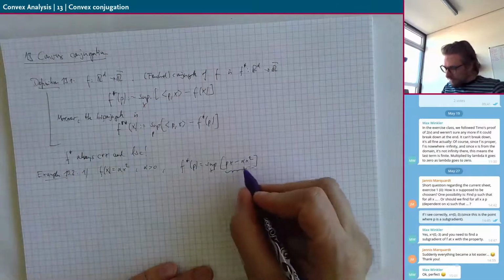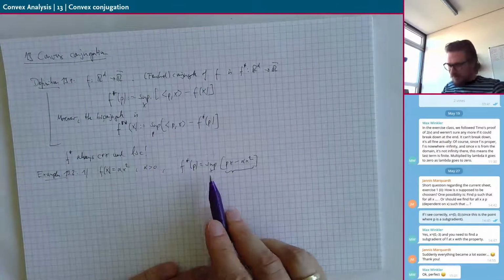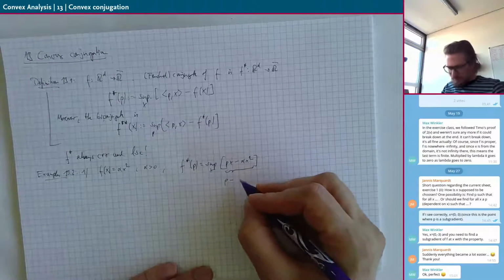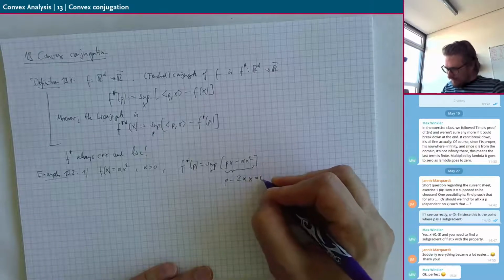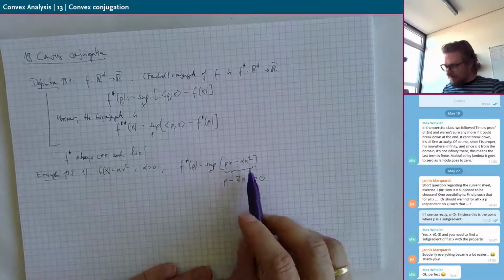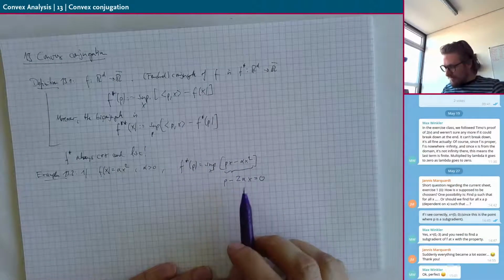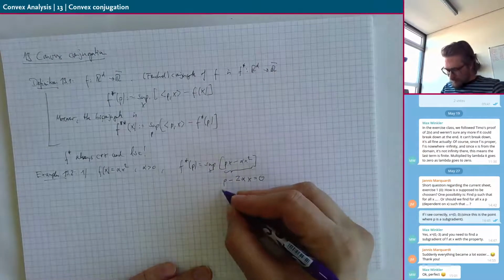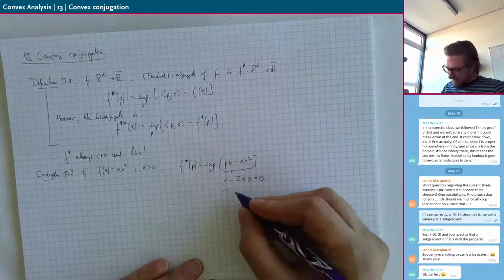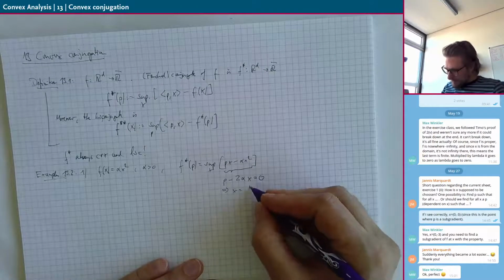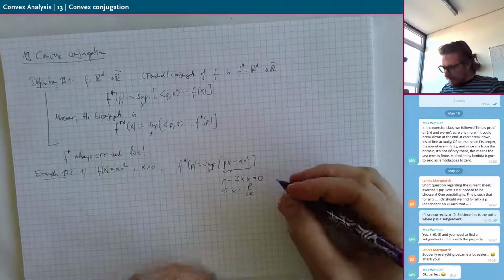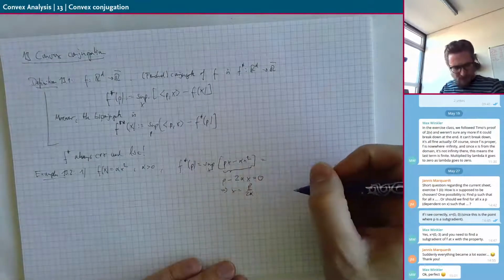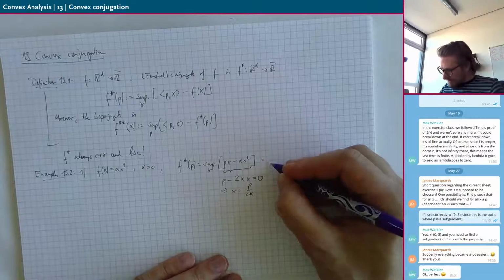So the derivative of this with respect to x is just p minus 2 alpha x equals 0. So that's the derivative of this. P minus 2 alpha x has to be 0. Okay, what does that give? This gives us x is equal to p over 2 alpha. Okay, so we plug it in here. It's then p times p.